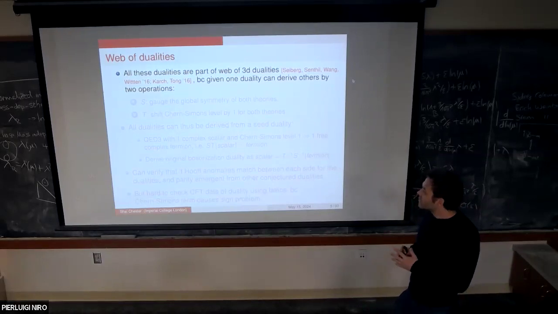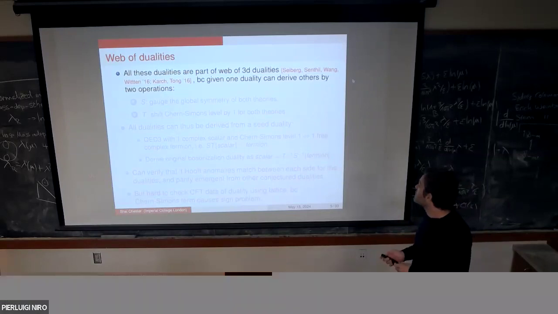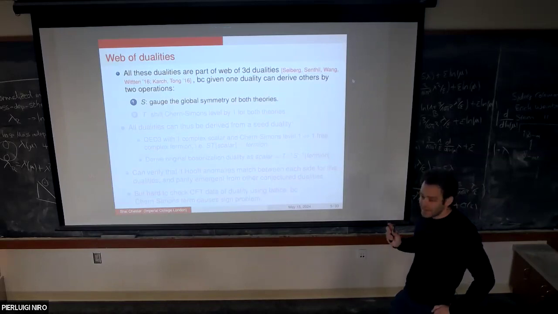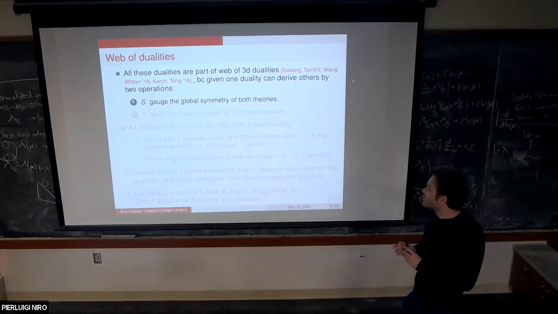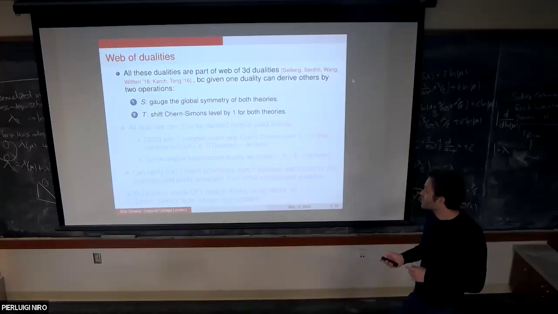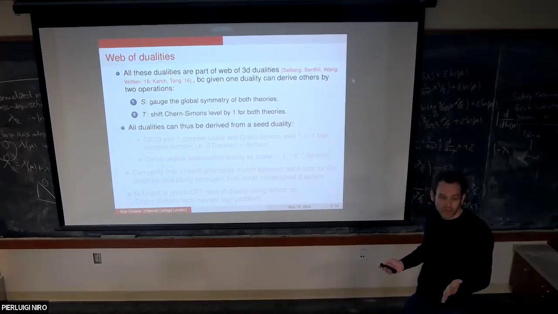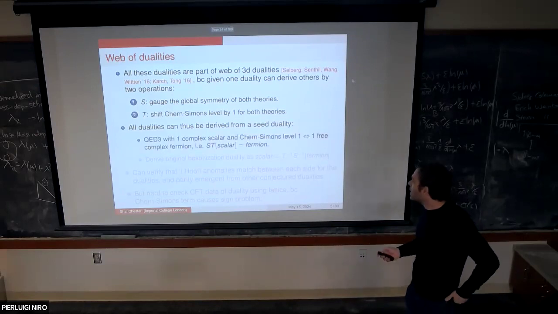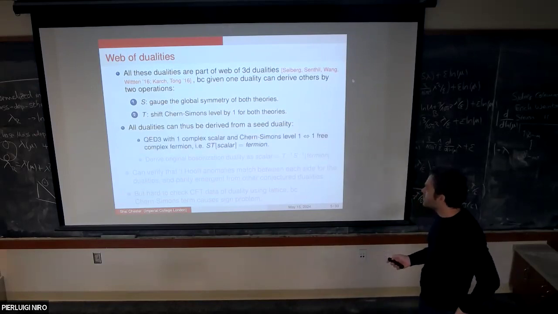So in fact, there's actually a whole web of dualities which people have proposed, and they're all connected to each other. It was shown by these authors a few years ago. So particularly, you can define two operations called S and T. The S operation is you take a theory and you gauge the global symmetry. The T operation is you take the theory and you shift the Chern-Simons level by 1. And so you can apply this to the Lagrangians of, say, two dual theories, and then they will give you new dualities.